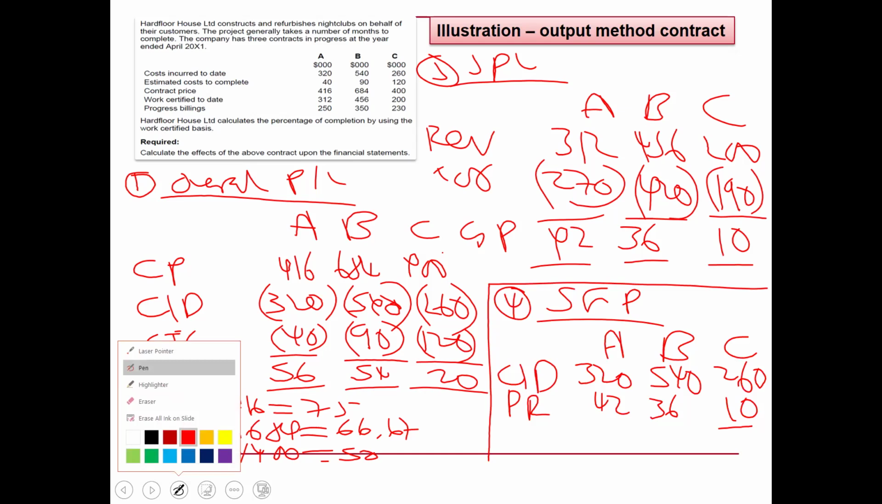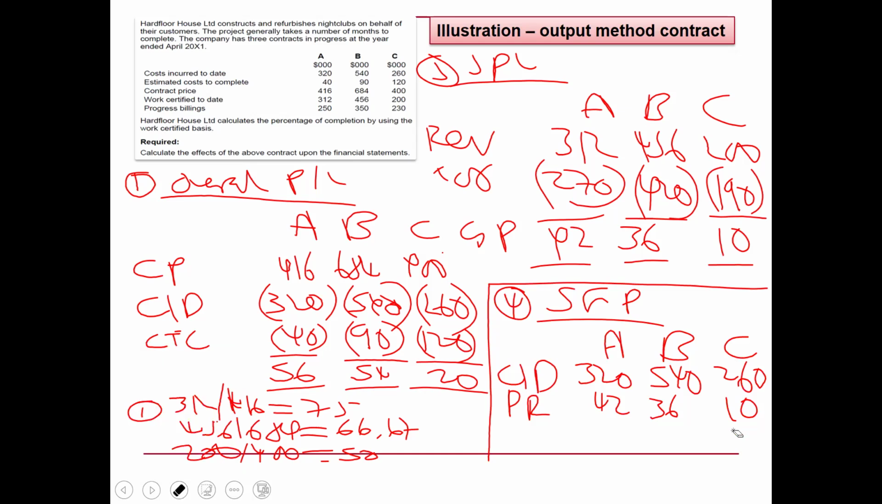Right. So from here, we need to then determine how much we have already received. Of this money we are entitled to, how much have we already received, which are our progress billings. We have received 250 there. We have received 350 there. And we have received 230 there. So these amounts we have already received.